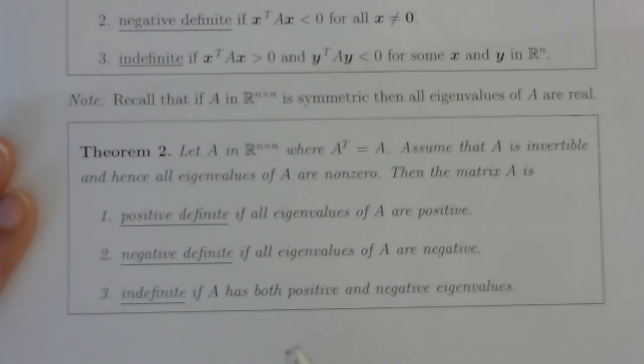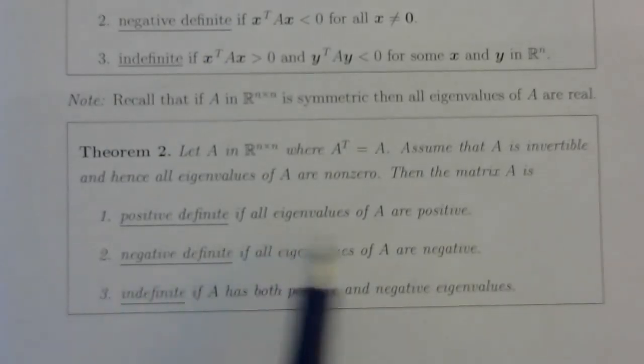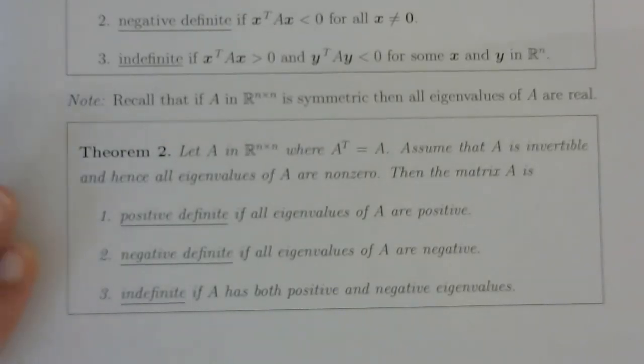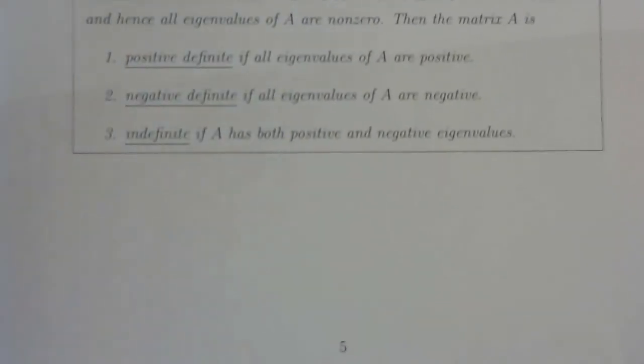So here's our next theorem to actually determine if a matrix is positive or negative definite. Let A be an n by n matrix that's symmetric with no 0 eigenvalues. Then this matrix is positive definite if all of the eigenvalues are positive, negative definite if all of the eigenvalues are negative, and indefinite, we can't say, if some of the eigenvalues are positive and some are negative. So that's how you actually compute whether or not a matrix is positive or negative definite. You just look at the signs of all of the eigenvalues, the spectrum.